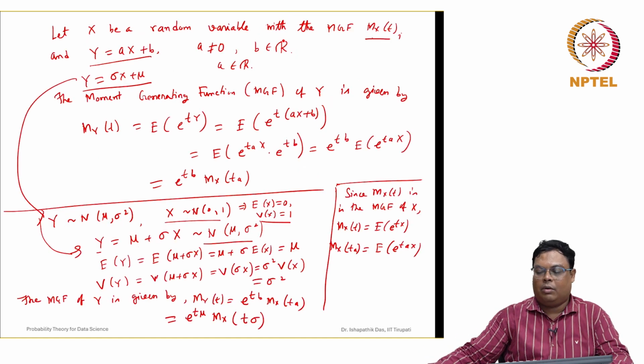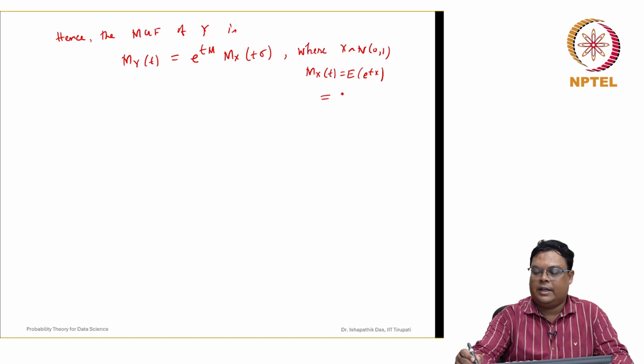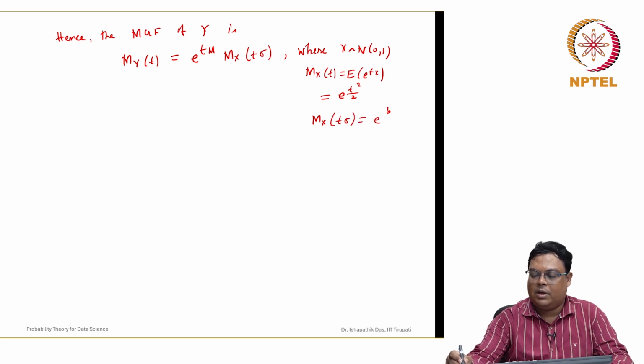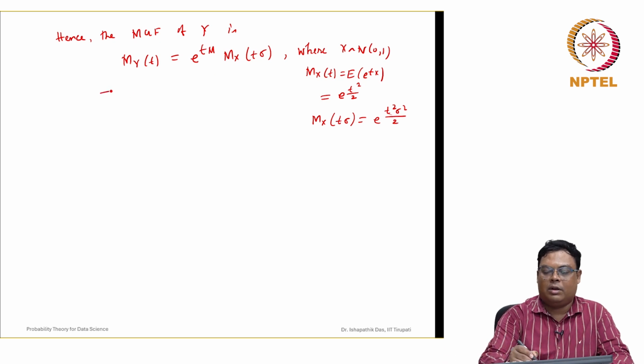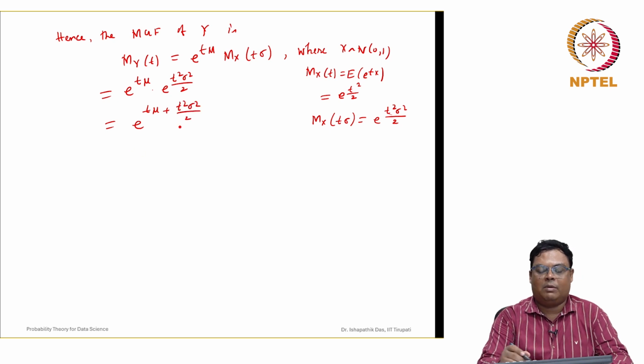So hence what we found, this is e to the power of, we know that this value is the expected value of e to the power of t square by 2. Hence mx of t sigma will be e to the power of t square sigma square by 2, where we replace t by t sigma. So we replace here e to the power of t mu into e to the power of t square sigma square by 2. Hence this is nothing but t mu plus t square sigma square by 2. So this is the moment generating function of a.